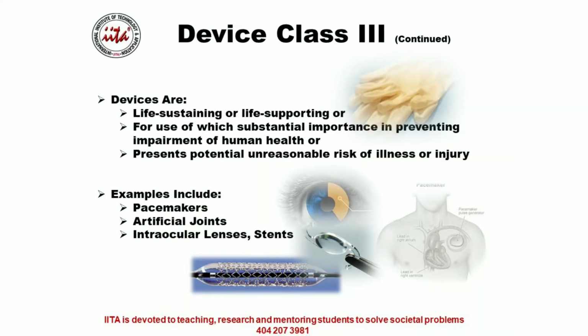Device Class 3 continued. These devices are life-sustaining or life-supporting, for use of substantial importance in preventing impairment of human health, or presents potential unreasonable risk of illness or injury. Examples include pacemakers, artificial joints, intraocular lenses, and stents.